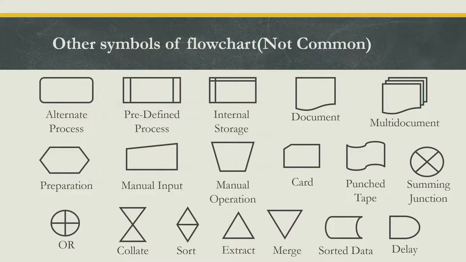So there are other symbols of flowchart which are not common. In this course you do not need to use these symbols because we have to design only basic flowcharts. To design basic flowcharts you do not need to use these symbols, but you must have an idea about them: alternate process, predefined process, internal storage, document, multi-document, preparation, manual input, manual operation, card, punched tape, summing junction, or, collate, sort, extract, merge, sorted data, delay. I have just given the names of the symbols. I have not given the use of the different symbols because that is not necessary at this stage for you, right?